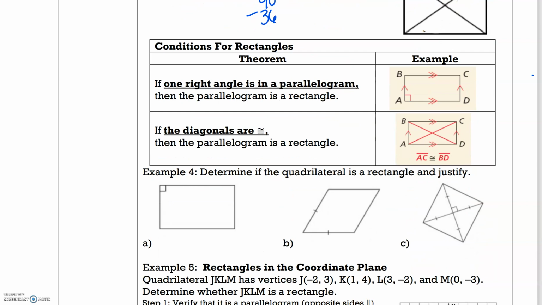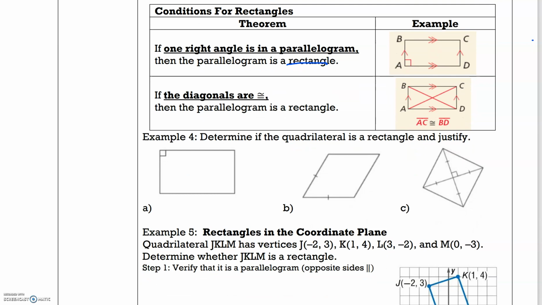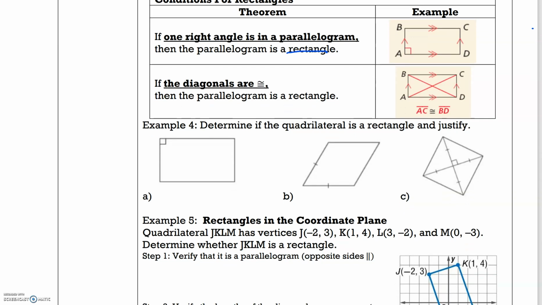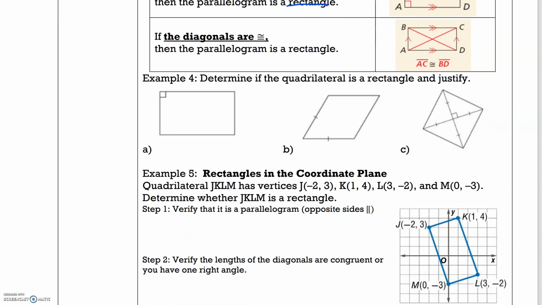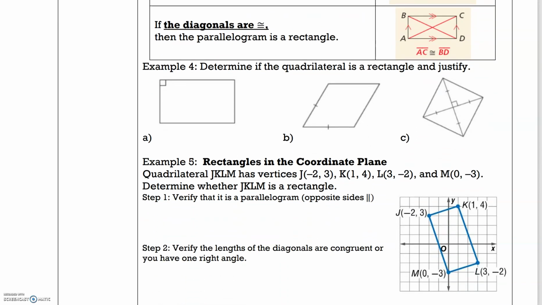So if we have at least one right angle and it's a parallelogram, then we know it's a rectangle. We only have to have one and know it's a parallelogram, and boom, that makes all the rest of them right angles, and we've got a rectangle. If we know the diagonals are congruent and it's a parallelogram, then we know it's a rectangle. So those are kind of our two properties going in reverse to prove if it's a rectangle. So is A a rectangle? Yes.